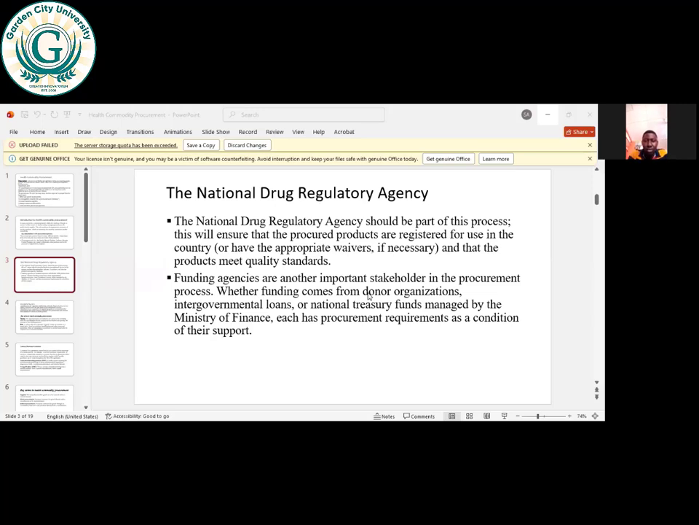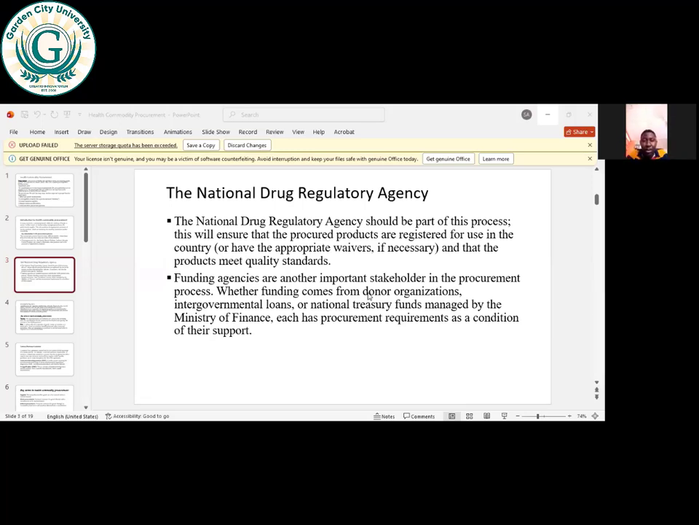But when you talk of the National Drug Regulatory Agency, it should be part of the process. They ensure that the procured products are registered for use in the country or have the appropriate waivers if necessary, and that the products meet quality standards. So in Ghana here, we have the Food and Drugs Board and Standard Authority. They actually handle these on behalf of the institution. So they ensure that all the drugs and equipment that are imported into the country are wholesome, and in terms of quality, they meet the quality standard.